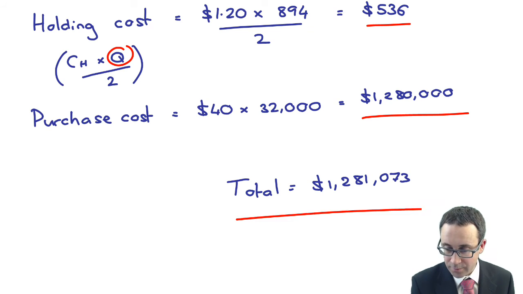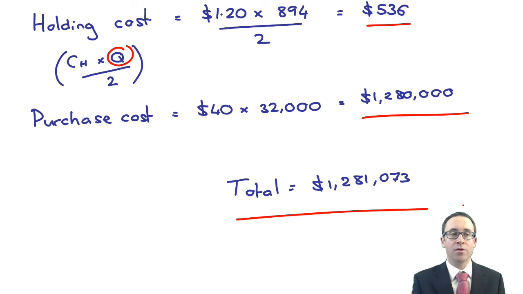Excellent. There we go. Exam questions are likely to ask you to calculate the economic order quantity. It could ask you to work out the total cost as well. Okay. Or it could ask you to work out the holding cost, the order cost, or just the purchase cost. You really need to read the question very, very, very carefully.